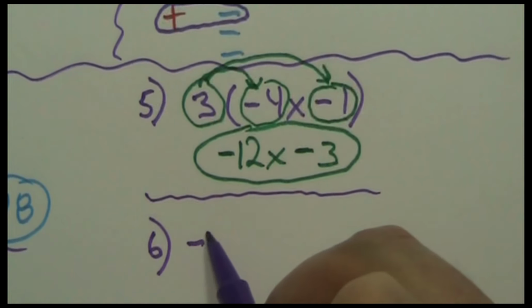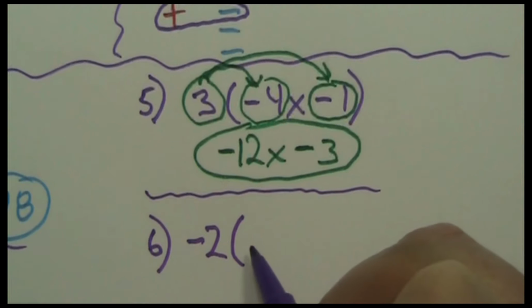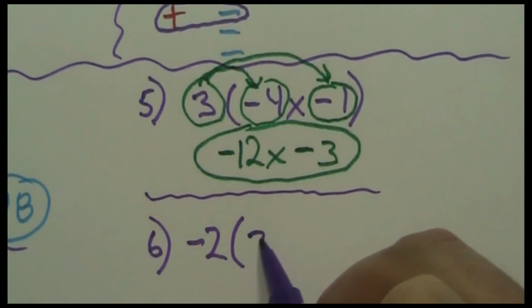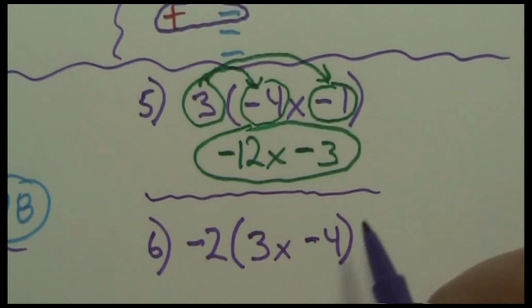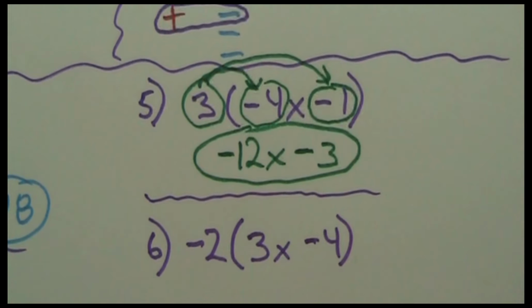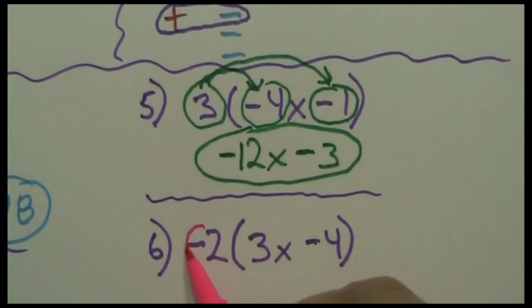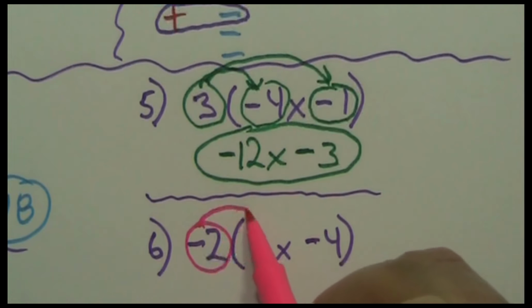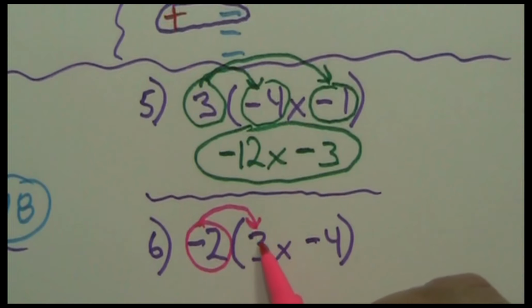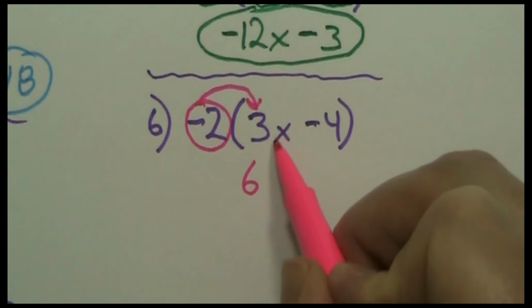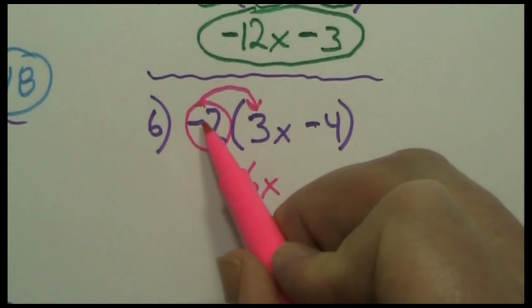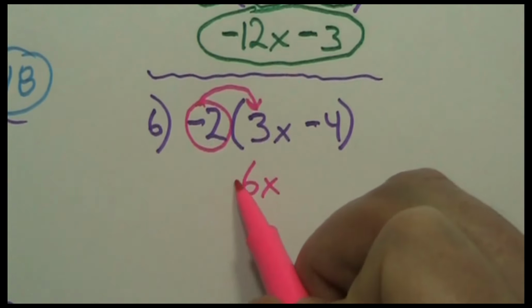Next one, we have negative 2 times the quantity 3x minus 4. All right, so we need to take the outside times each one inside. So negative 2 times 3. 2 times 3 is 6. So it's 6x. And there's 1 negative. I'm multiplying with 1 negative.